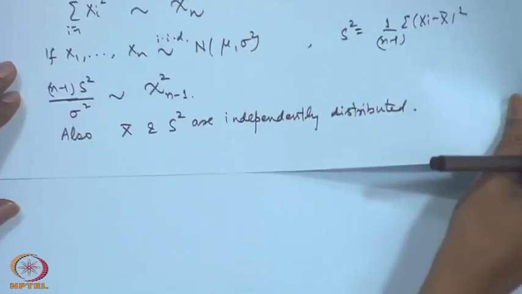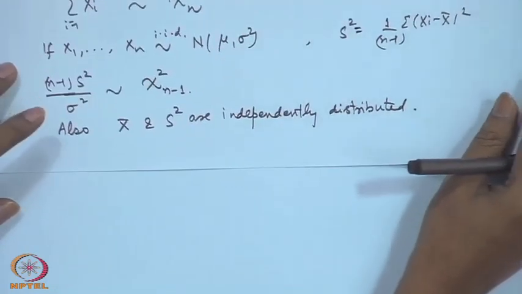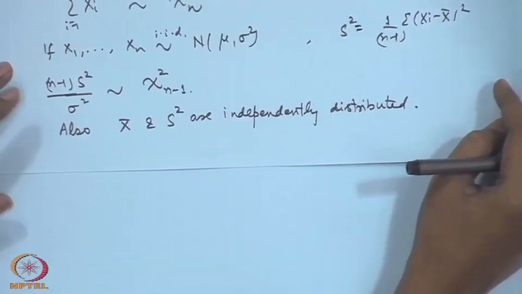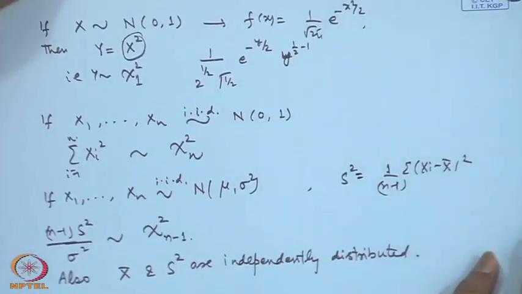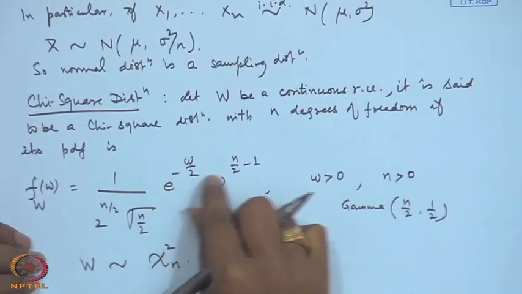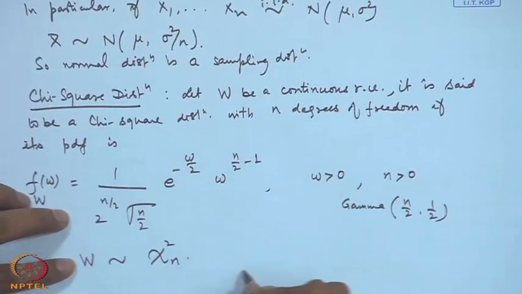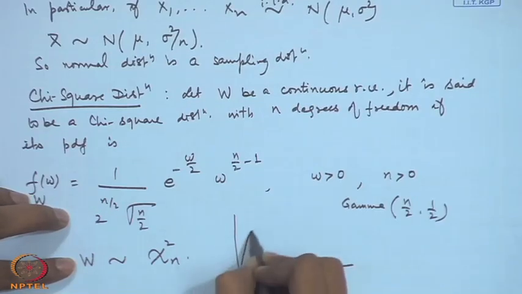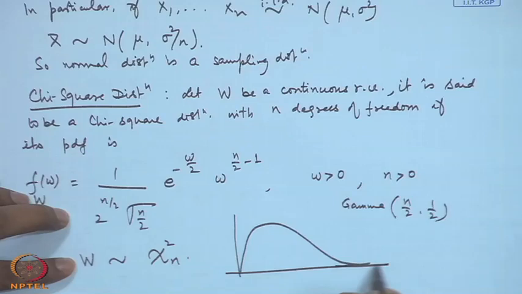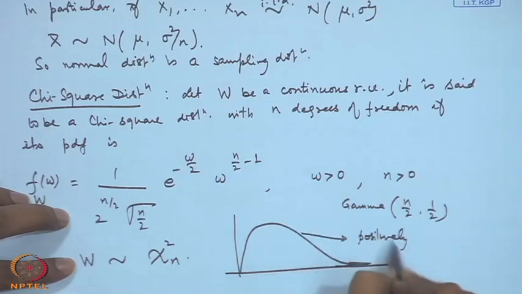So, I will not get into too much detail of each of these distributions. Let us just look at the properties. If we look at the form of the density function, if we plot it, of course, it will depend upon n, but it is positive. So, it will usually be positively skewed.